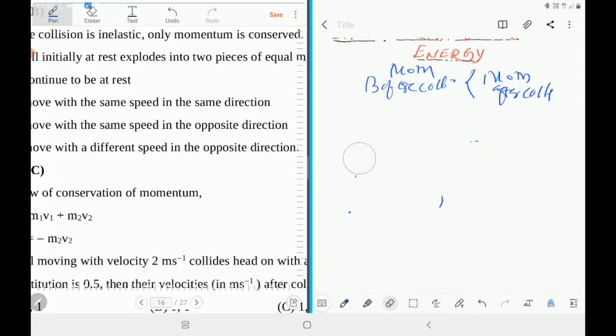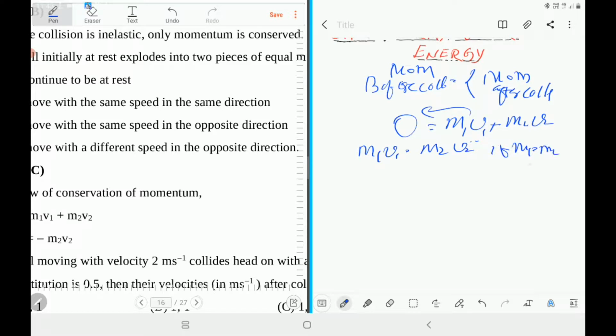What is momentum before collision? It is 0. Why? They were at rest. After collision, they move with the speeds m1 v1 plus m2 v2. So if you transfer this side, m1 v1 equals minus m2 v2. If m1 equals m2, you cancel it out. It becomes v1 equal to v2, but negative. They are in the opposite direction. They are equal but opposite.